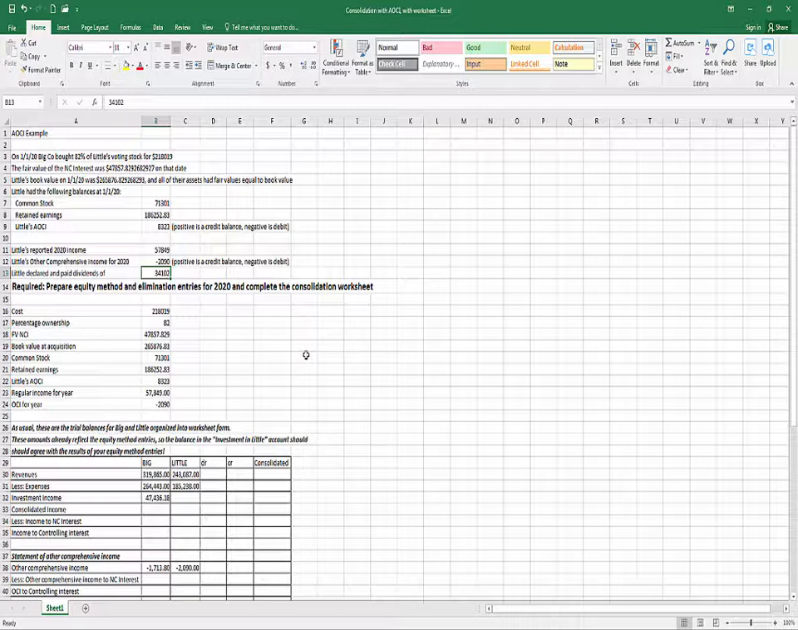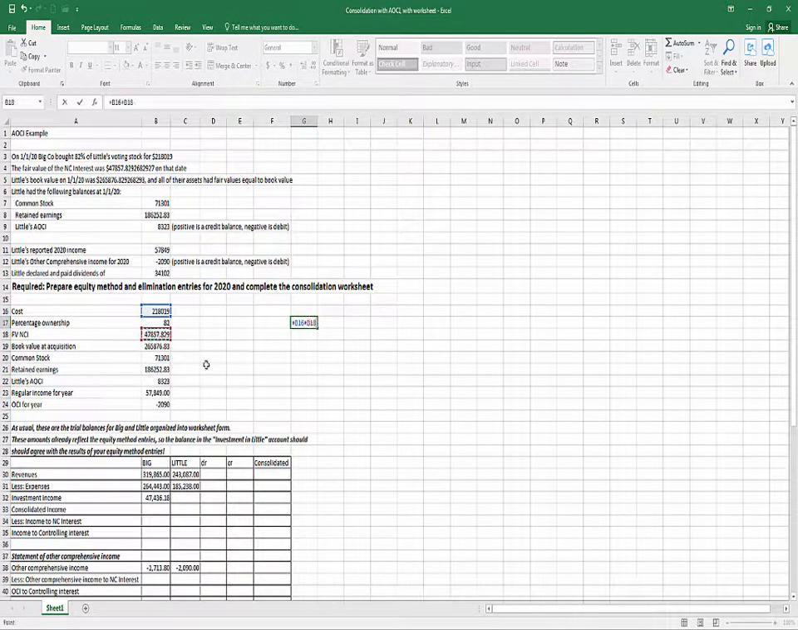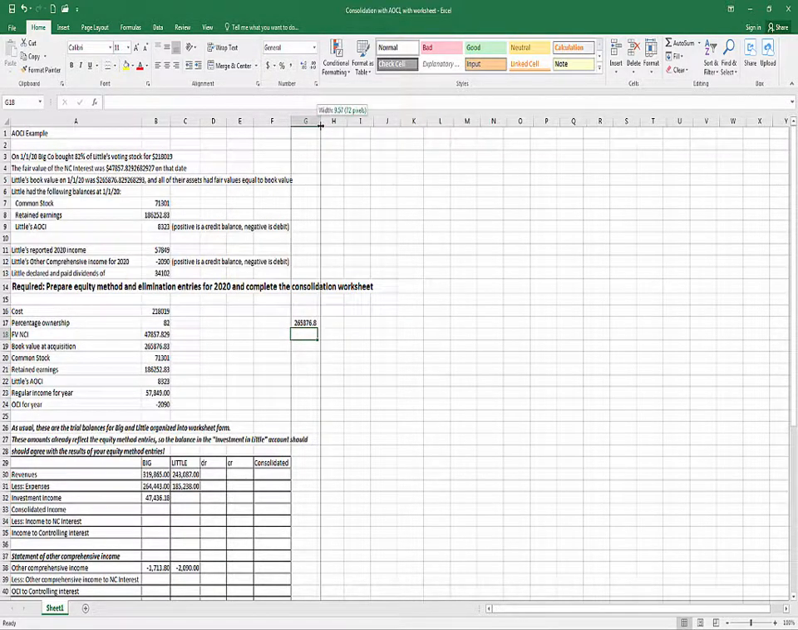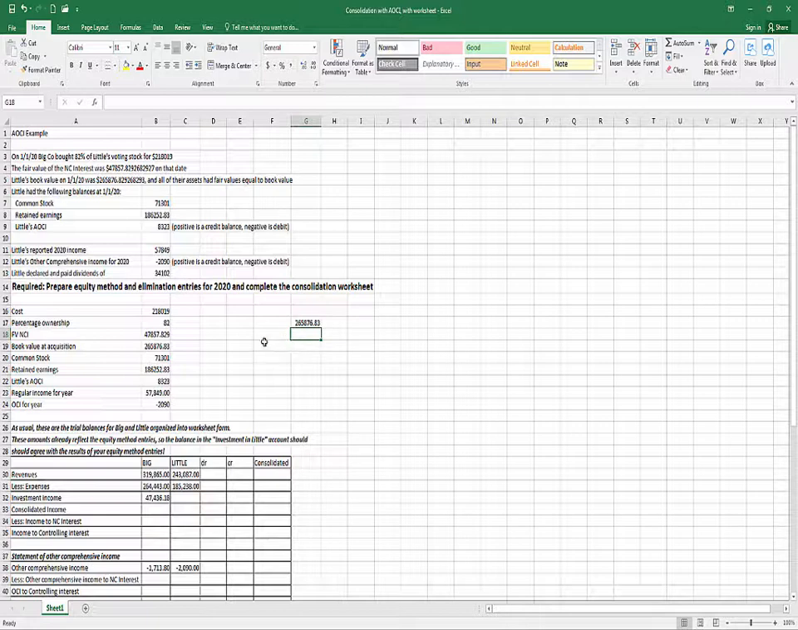Now, first, let's go ahead and just confirm that there's no differential. The fair value of our share was $218,019. The fair value of the non-controlling interest was $47,857 for a total of $265,876.83. The book value was also $265,876.83. So there's no differential. Even though all assets and liabilities had fair values equal to book value, there was no goodwill. So nice and easy on that front.